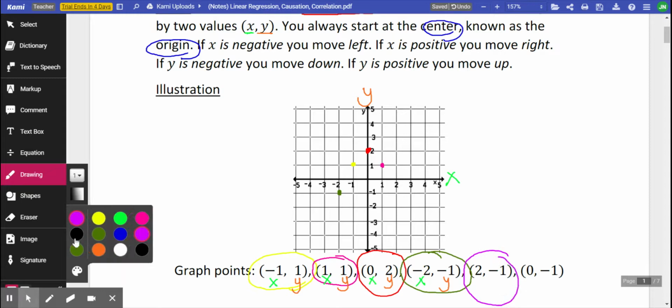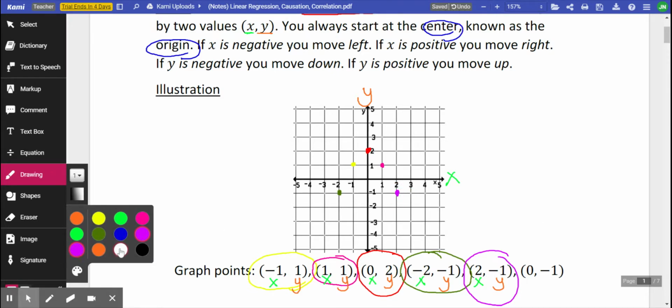So this is (2, -1). On the x-axis, we go 2. On the y-axis, we go -1. The x-axis means left or right. In this case, we're going to the right because it's +2. And on the y-axis, we're going down because it's -1. We start in the middle always. To the right 2, down 1. That would give me this point right here.